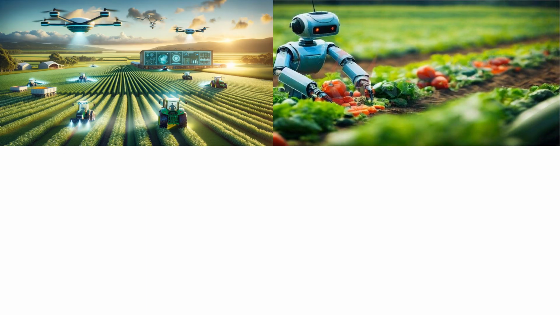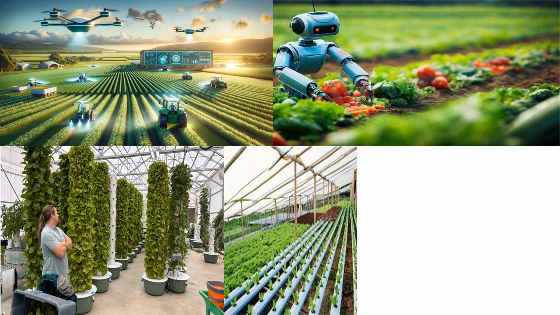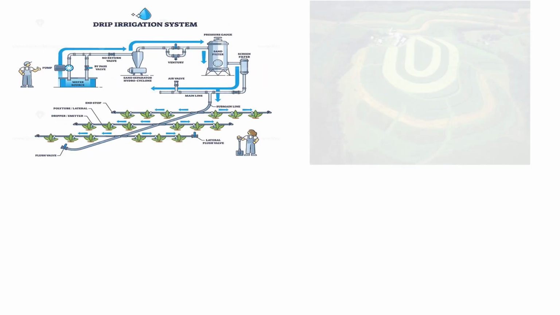You can see the innovations, for example, GPS guided tractors and drone cameras, etc., for fertilizing as well as monitoring the crops. In the second picture, you can see the robots which are harvesting vegetables. There are some methods for vertical farming, and the last one is aquaponics, in which we can grow fish and plants combined.